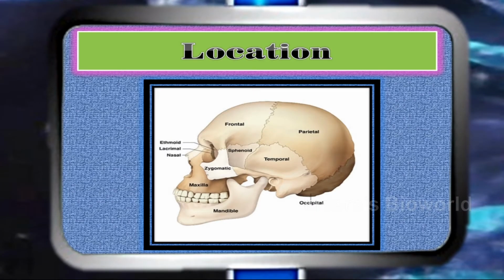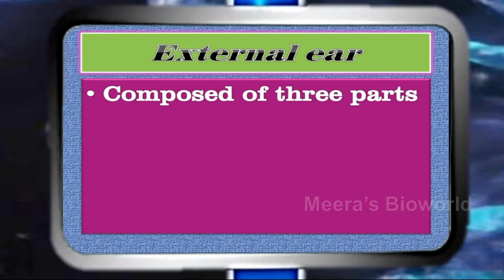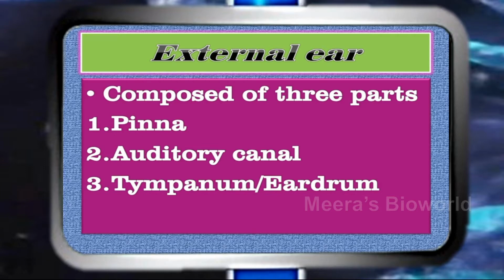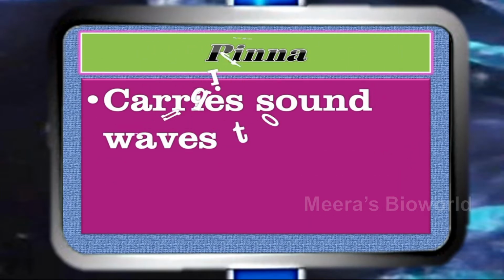Ear is located near the temporal bone of a skull. For the sake of study, we can divide the structure into three main parts: external ear, middle ear, and internal ear. External ear is composed of three parts: pinna, auditory canal, and eardrum. Eardrum is also known as tympanum. Pinna carries sound waves to auditory canal.